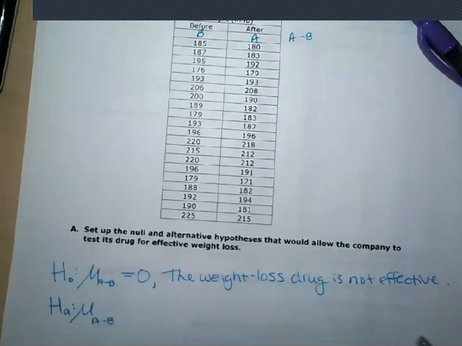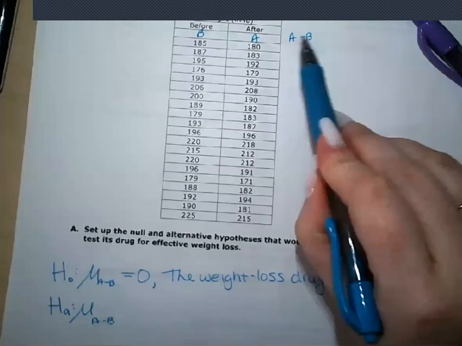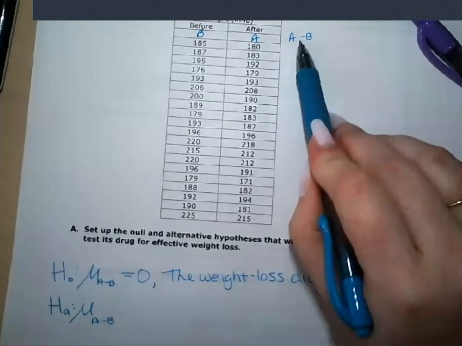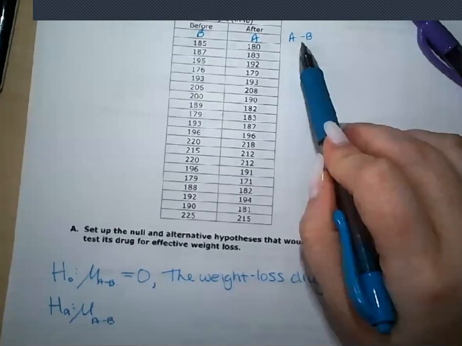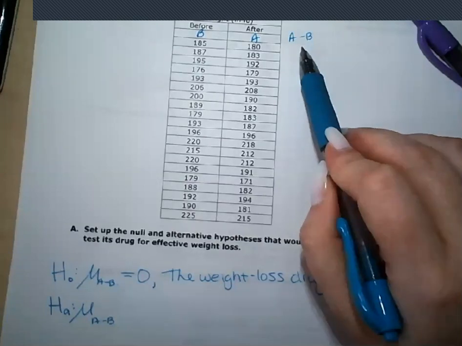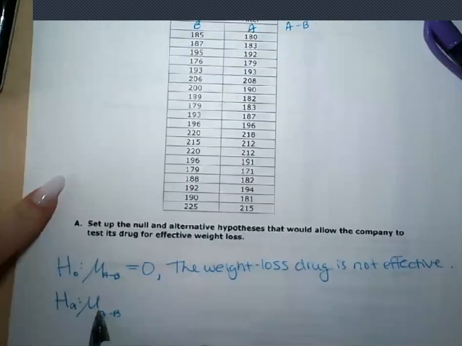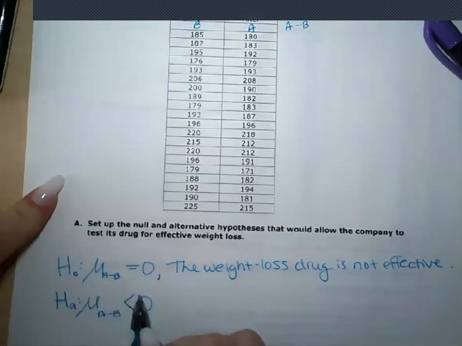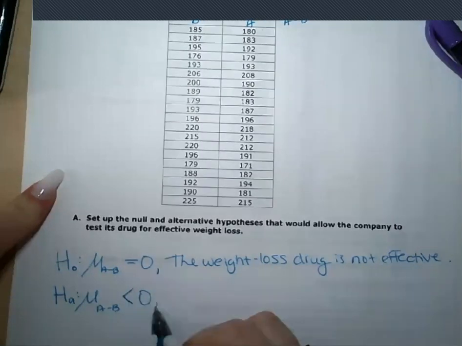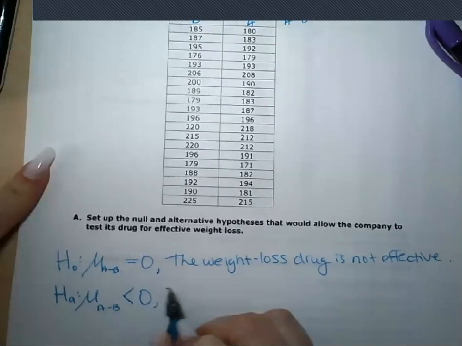We would get a negative number. The weight would go down. So the after weight should be less than the before weight. So all of these numbers we are hoping are going to be negative numbers. So my alternative hypothesis is that the difference is less than 0. The difference is negative because the weight is going down. So in context, we would say the weight loss drug is effective.